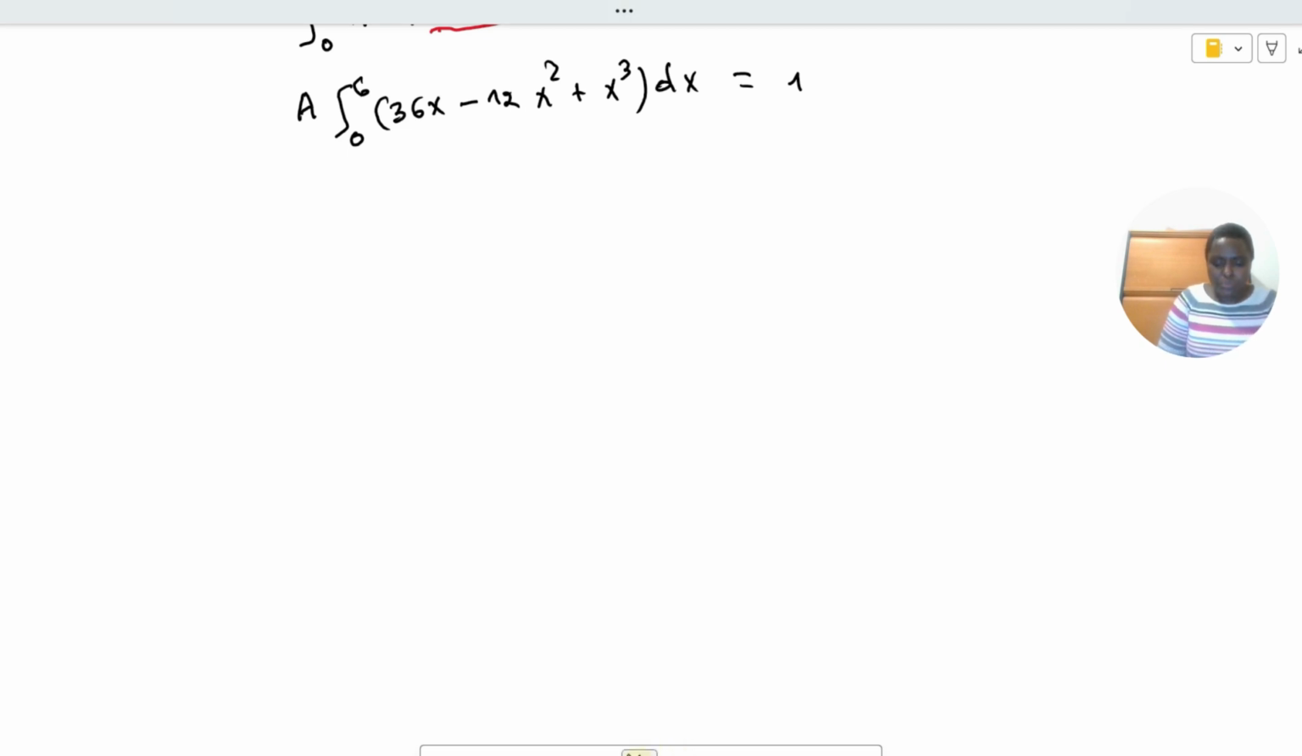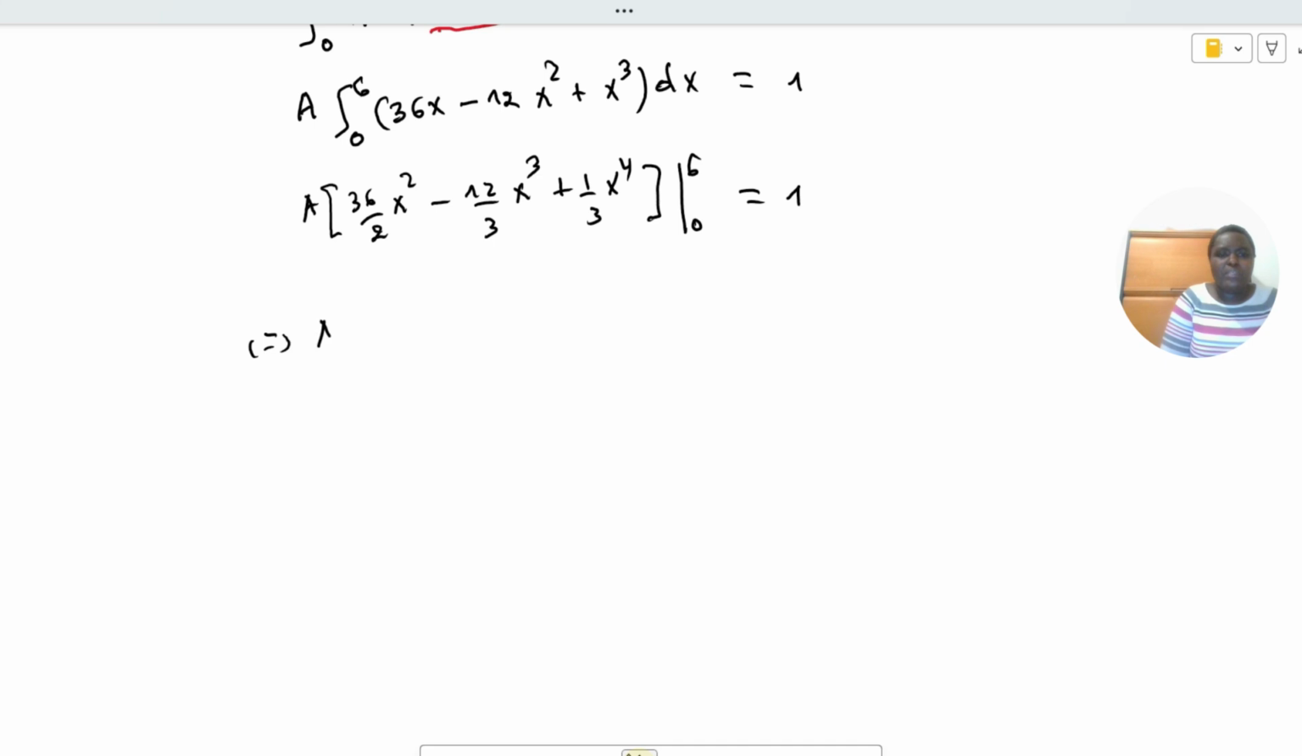And then what do we have? We have that a times, we integrate, this will be 36 over 2 times x squared minus 12 over 3 times x power 3 and plus 1 over 4 times x power 4, and then we evaluate this from 0 to 6. This should be equal to 1. All right, so this is a times 18 times 6 squared and minus 4 times 6 power 3 and plus 1 over 4 times 6 power 4 and minus when we substitute x by 0, then it will be 0 minus 0. I don't write it. Then this is equal to 1.